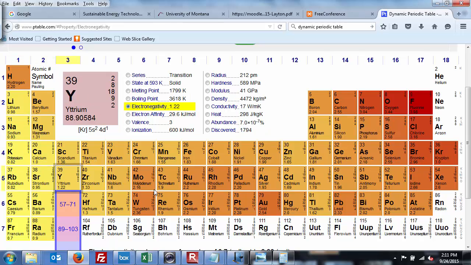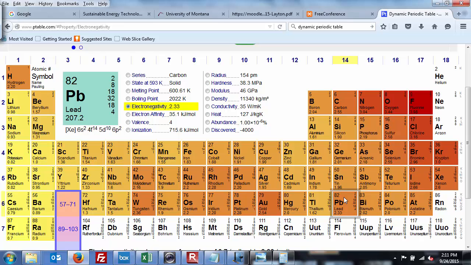Where's lead? PB must be down here somewhere. 82, okay, yeah, thanks. Lead, pretty high electronegativity, 2.23 in comparison to some of the neighbors. And the chemistry does get fairly complicated, but it's more or less the relative electronegativity of the elements that allows electrons to flow through chemical circuits, a battery being a perfect example of a chemical circuit.